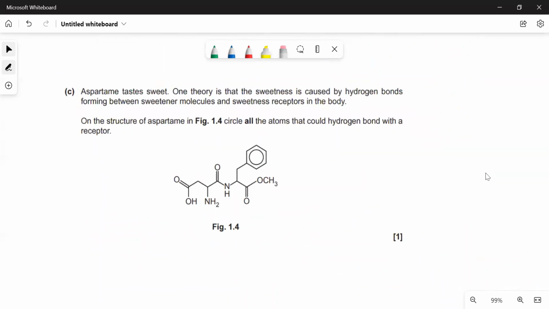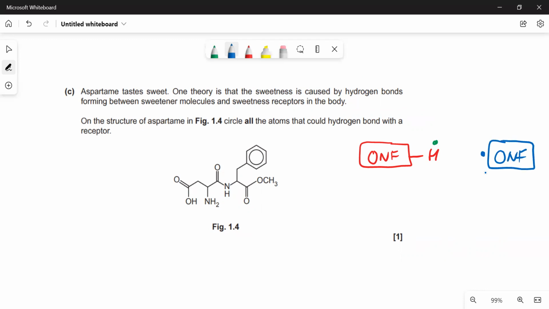Okay, aspartame tastes sweet. One theory is the sweetness is caused by hydrogen bonds forming between sweetener molecules and sweetness receptors in the body. On the structure of aspartame, circle all the atoms that could hydrogen bond with the receptor. Right, so what do we need for a hydrogen bond? We need oxygen, nitrogen, or fluorine, and we need a hydrogen attached to that. So that hydrogen can hydrogen bond. And the other part of the hydrogen bond too, either oxygen, nitrogen, or fluorine with a lone pair on it.